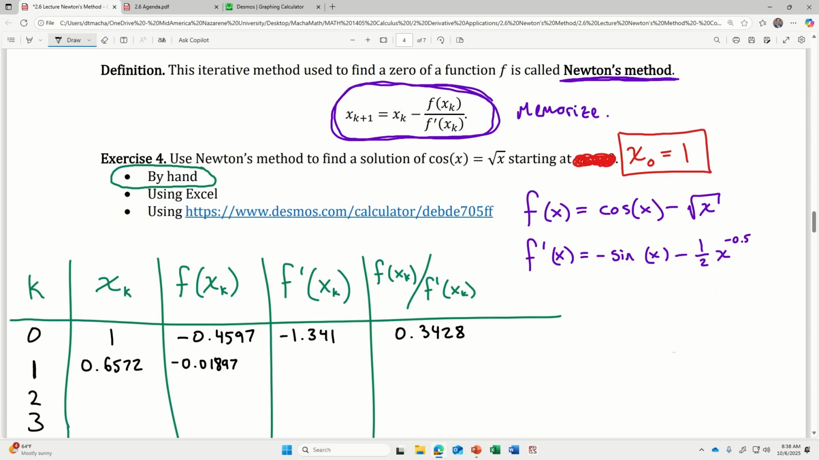And now I have to evaluate the derivative of my function at x equals 0.6572. And so I'm taking negative sine of 0.6572 minus 1/2 times 0.6572 raised to the power negative half. And I'm going to get the number negative 1.228.